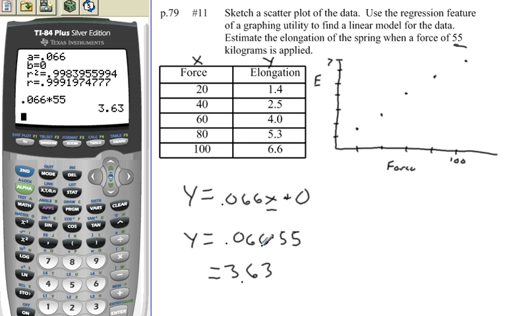Now we can verify that, or we can estimate if that is close to where it should be by looking at my table. If my force is 55, does it make sense that my elongation is 3.63? Yeah, it seems to fit. We can also estimate on our graph, do those values fit? They seem to fit, so I think my answer is okay.